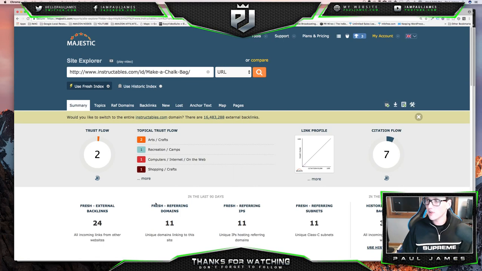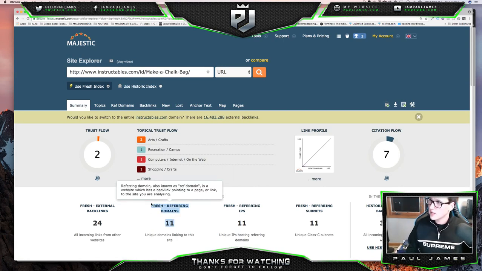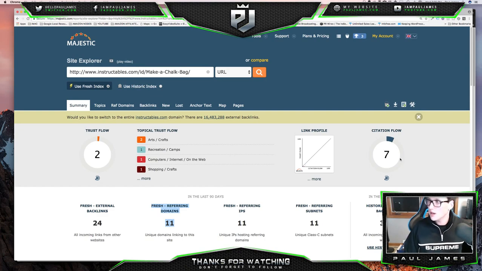Okay, so they have 11 referring domains. So this is a little bit more along the lines of what I wanted to see. And trust flow is low. Citation flow is also low. Whenever you see these two numbers under 10, it's a good factor that it's probably not the strongest of backlinks.